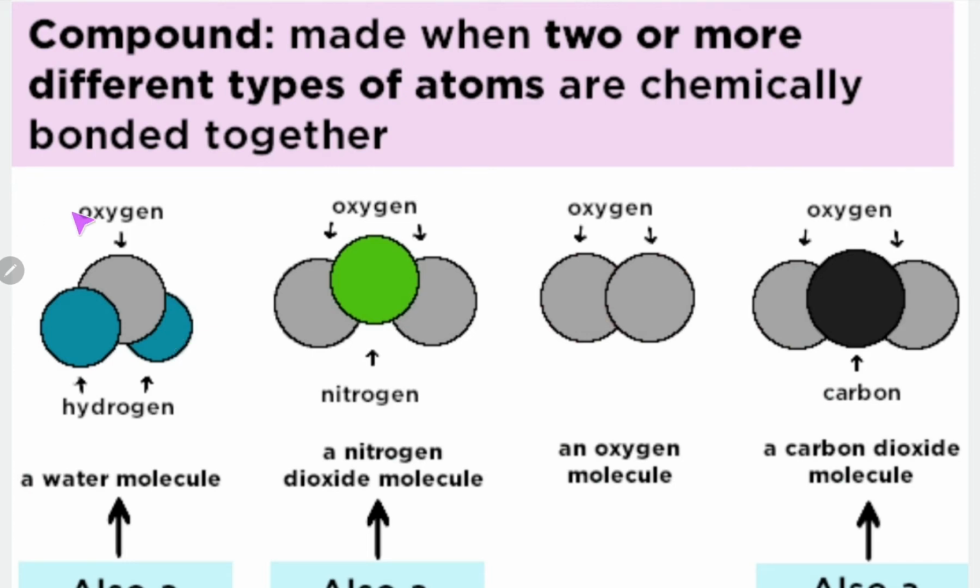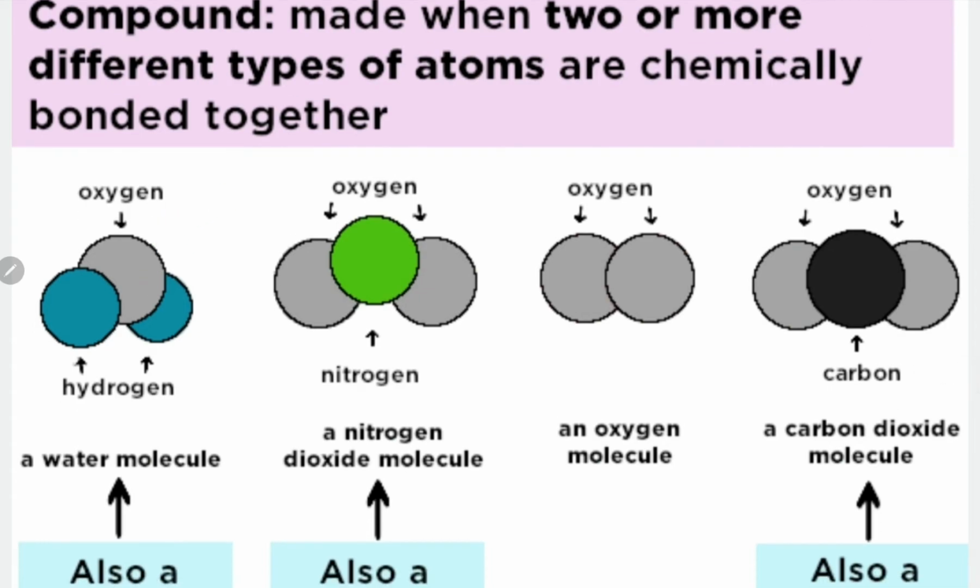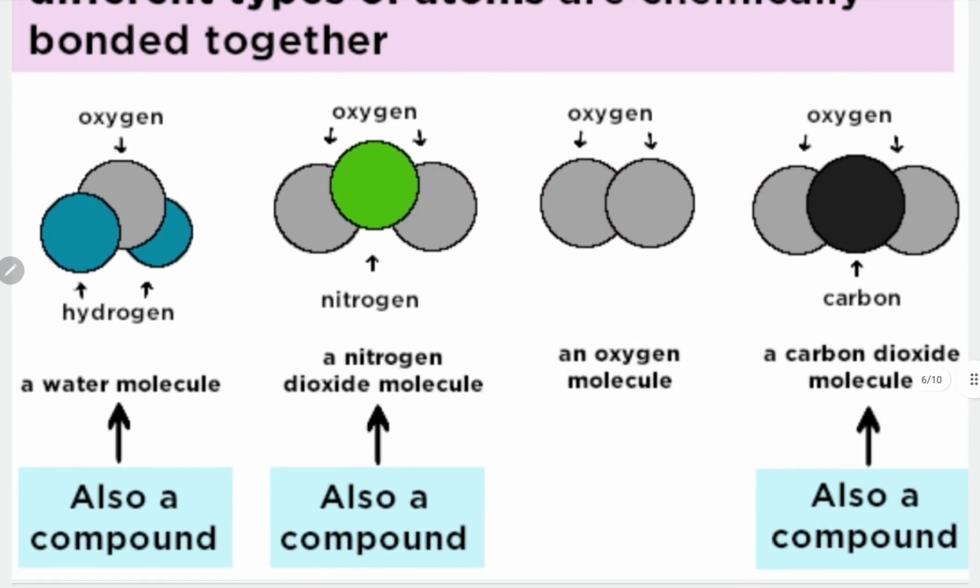So ഇത് എങ്ങനെ ഒരു compound ആയത്? Compound എന്ന് പറഞ്ഞാൽ different type of atom. ഇവിടെ നമുക്ക് ഹൈഡ്രജനും ഉണ്ട്, ഓക്സിജനും ഉണ്ട്. So it is a compound. And here it is nitrogen dioxide. Nitrogen dioxide, this is also a compound അല്ലെ, ഇതും compound ആണ്.